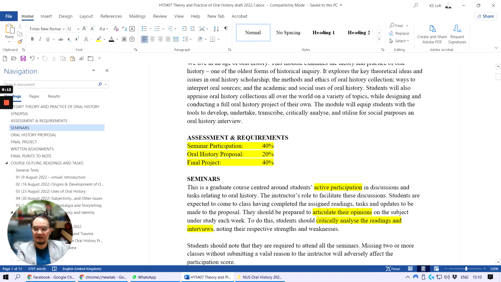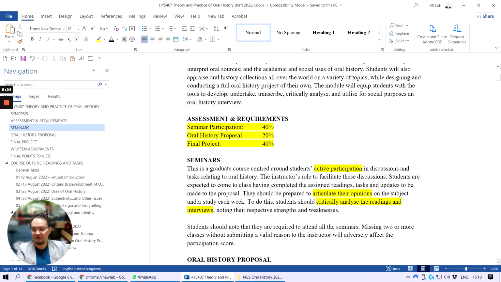Okay, so as you can see here, I'm just going to go through the syllabus for our module. The weightage is 40, 20, 40. The final project is 40%, and the oral history proposal, which is a proposal for the project, is 20%. There are no examinations. Seminar participation is extremely important. It's 40%, and it's not just turning up; it's also participating actively, intelligently, and critically in the discussion during the seminar.